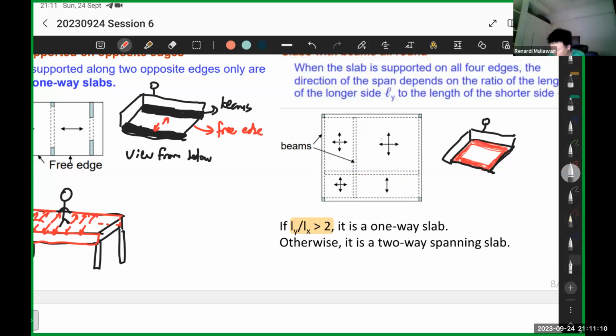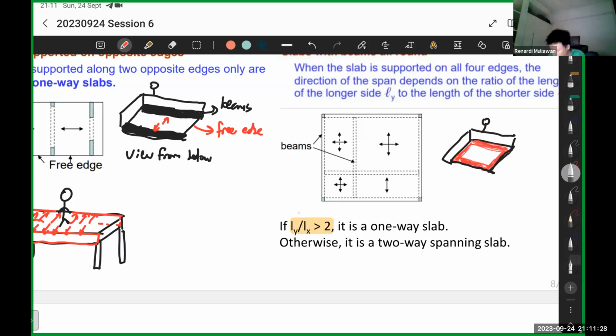While in this case, if you see this slab, let's say I have a person in the middle, then the load can be transferred here, here, here, or here, because the slab is quite square, you can see. So that's why it depends on the aspect ratio.